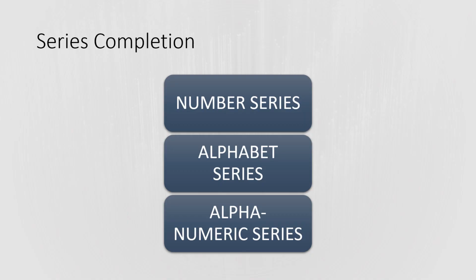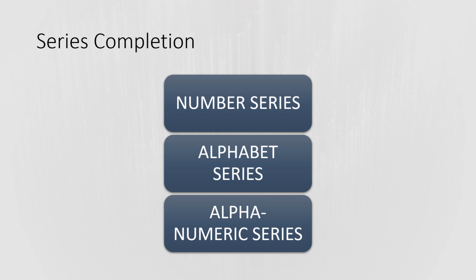Series completion, basically when we talk about verbal reasoning, can have three types of series: number series, alphabet series, and alphanumeric series. Number series deals with numbers. These series will have a number of numbers, and then you have to fill in the numbers which come next. There can sometimes be wrong numbers within the series, and you have to point out which one is the wrong one, which is not a part of the series. So there are different types of questions. We'll be seeing what kind of questions can be there.